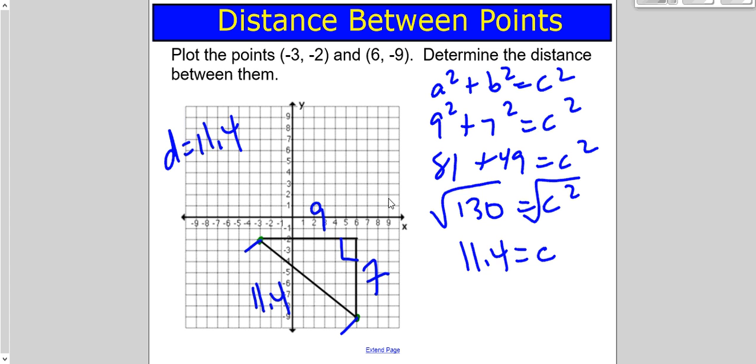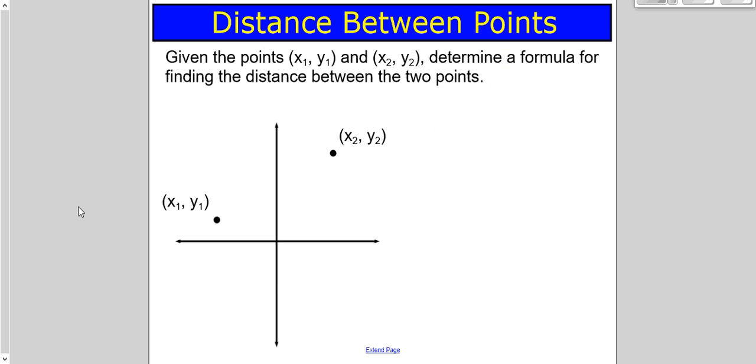Okay, so this is great, but I don't always want to have to put this on a graph, and I don't want to always have to draw these vertical and horizontal lines and then count. There has to be a better way without the graphing. And so let's develop a formula. So if this is the length of the line that I'm looking for right here, if I want to go between x1 and x2, how can I figure out that length?